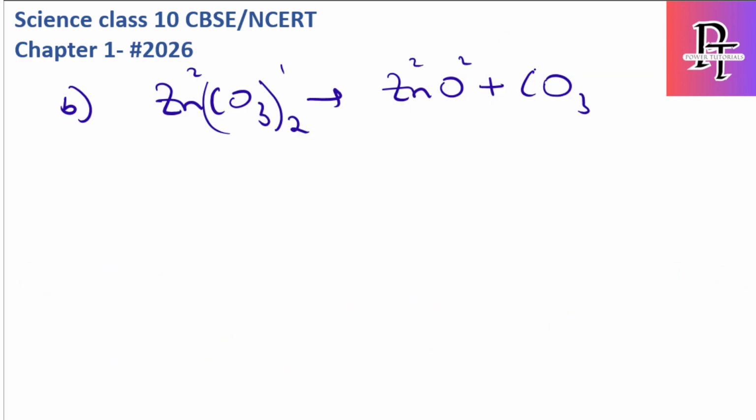Carbon dioxide should be CO2, not CO3. Okay, CO2 valence is 0. So now let's balance this. CO3 twice is present, but here we have only 2 carbons. I will keep 2 here. Now let's check for oxygen. 2 plus 2, 2 twos is 4, plus 1 is 5. Here it is 6. Something is missing.